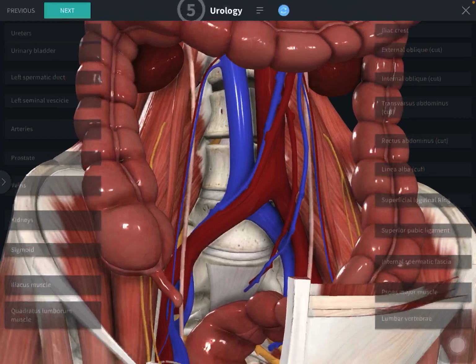So they will also cross this right ureter, root of the mesentery and terminal part of the ileum, which is not shown here, which will join the cecum. So that is, they are all the front relations of the right ureter.